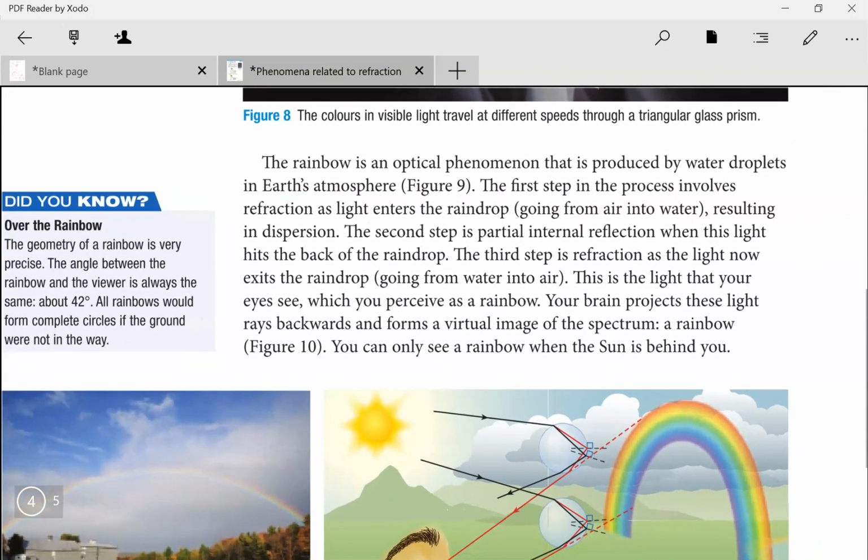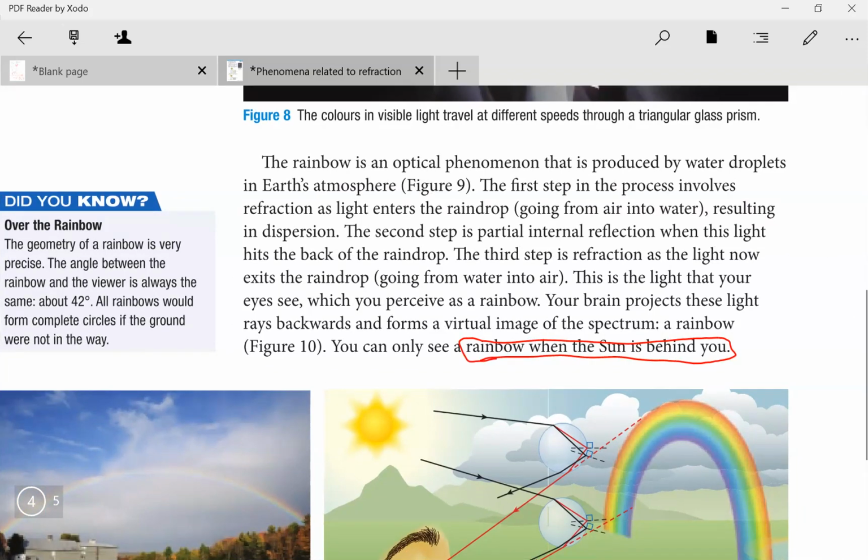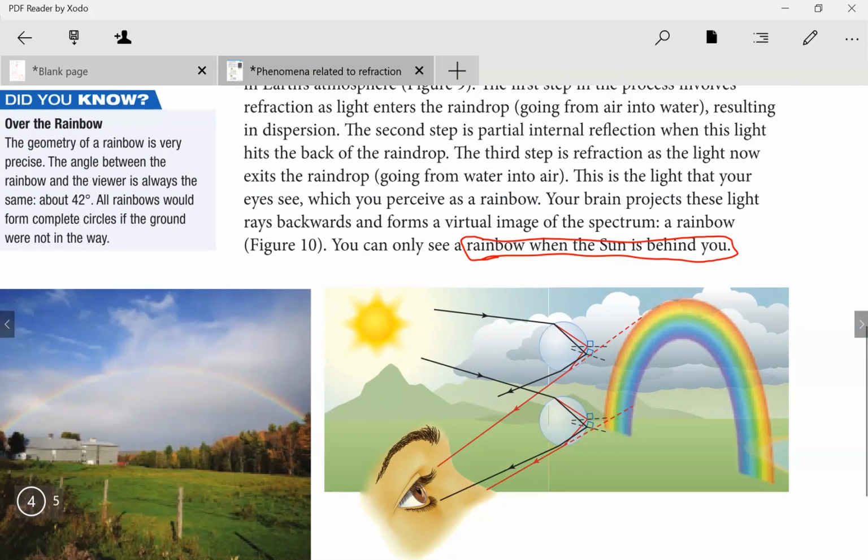So the first condition is you have to have the sun behind you. Otherwise you can't see a rainbow if the sun is in front of you, because rainbows involve reflection, and therefore the light has to come from the same side as which the image is formed. If you're looking at the sun, you can't see the rainbow. The sun has to be behind you, and you should be able to see the light from the sun reflected through the water droplets, and that is a rainbow.